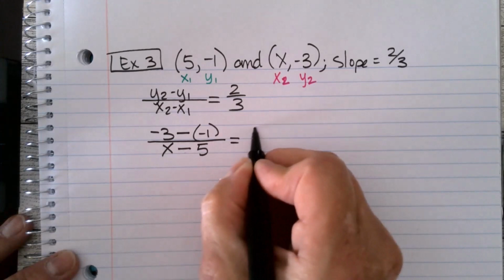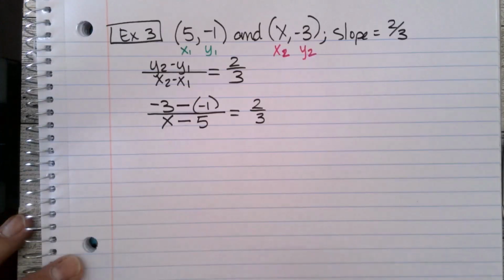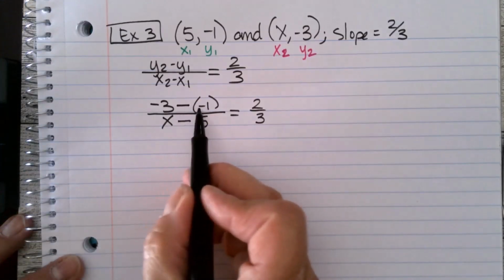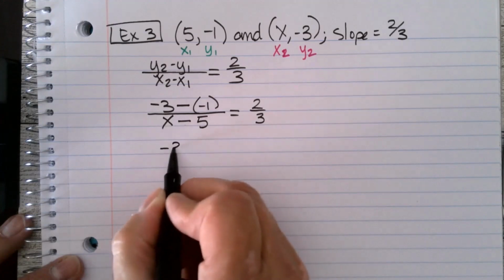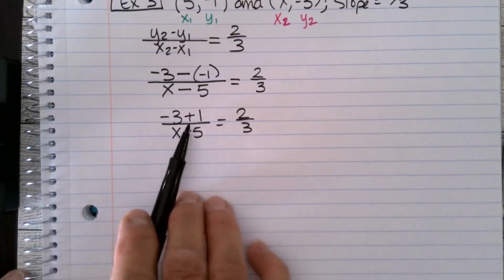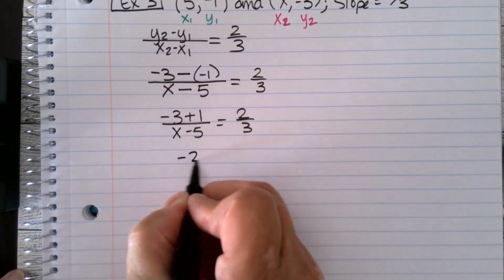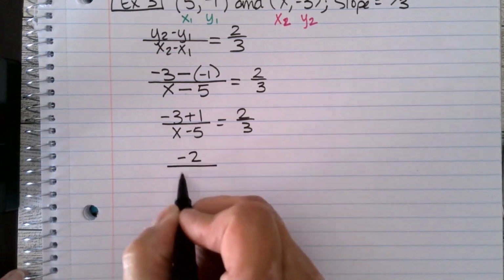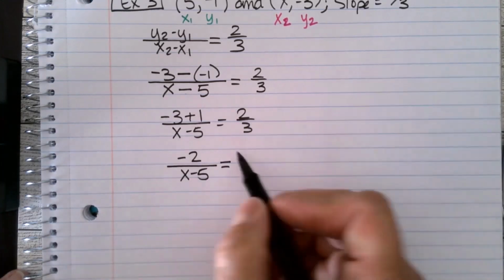Equals 2/3. The next line, I'm going to make that a plus. Negative 3 plus the 1. Negative 3 plus 1 is negative 2. And then I have x minus 5 in the denominator, and then I have 2/3.